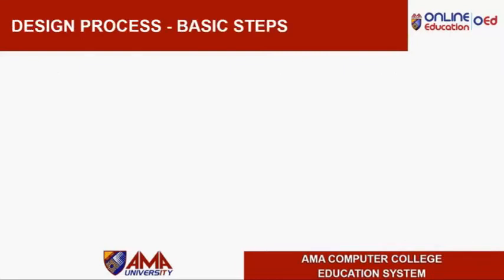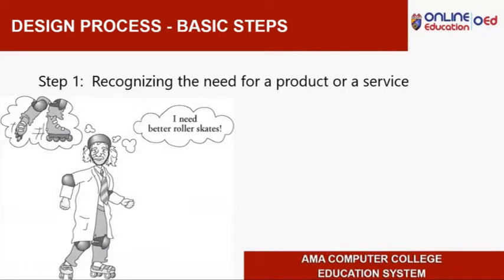So we'll start with the design process basic steps. So step 1, recognizing the need for a product or a service. So based on the image shown, he needs a better roller skates. So instead of using roller skates, he wants to use roller blades, which is better in terms of speed and comfortability.